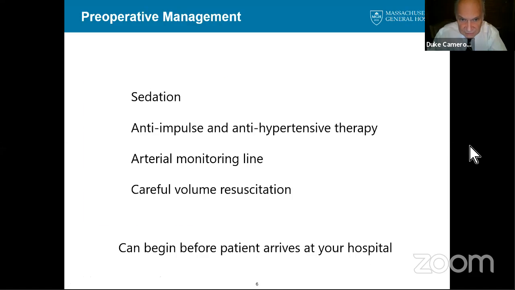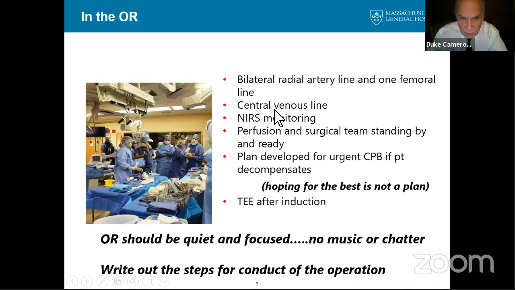of integrated approach. Now, once in the operating room, I think it's important to have bilateral radial artery lines and one femoral artery line. Even if there's a good pulse to begin with, that can change after the operation, and knowing what the pressure is at the femoral arteries with a monitoring catheter is valuable. They need at least a central venous line, perhaps a pulmonary artery catheter, and NIRS monitoring, cerebral oximetry.